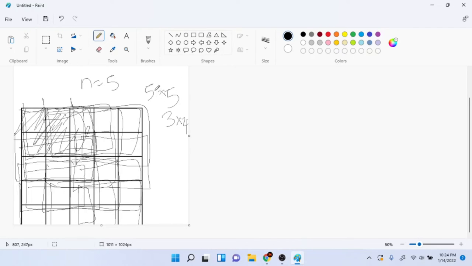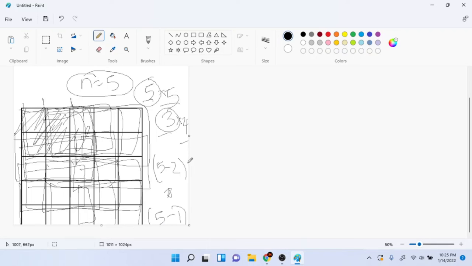So based on our n equal to 5 and 3 times 4, we could write a math equation generalizing for all n. What do you see as a pattern between this 5 and this 3? So 3 is actually just 5 minus 2, and then 4 is just 5 minus 1. So here it would be 5 minus 2 times 5 minus 1, right?